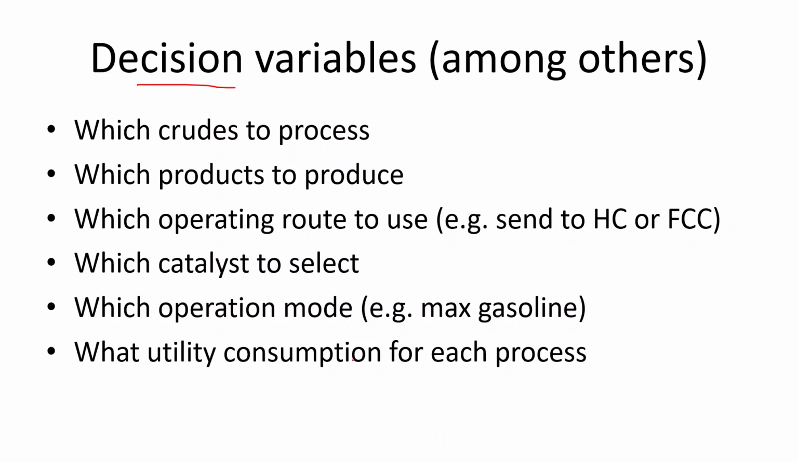What was it again? Also which catalyst to select, and then the operating mode. Do we need to produce a maximum amount of gasoline, or maximum amount of diesel, or maximum amount of jet fuel? These are the things with which you can steer the plant, or drive the plant into one of these three operating modes, for example. And all of these depend on the prices and the costs at the time that you do your optimization.